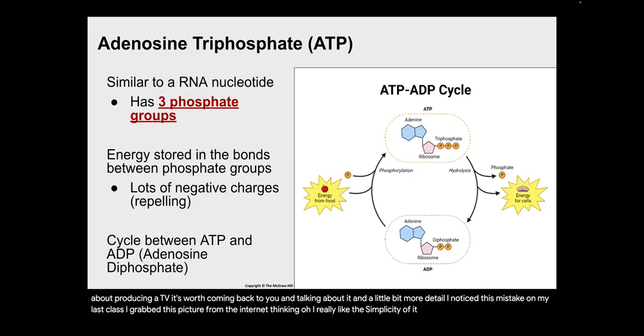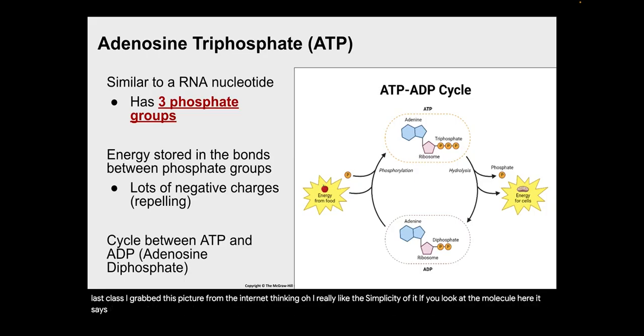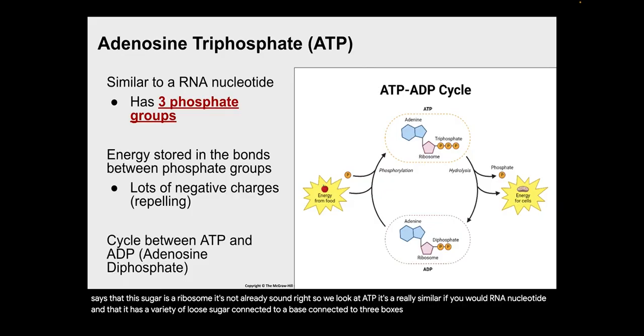If you look at the molecule here, it says that this sugar is a ribosome. It's not a ribosome. If we look at ATP, it's really similar to an RNA nucleotide in that it has a ribulose sugar, not a ribosome, a ribulose sugar connected to a base. And that base is going to be adenosine, connected to 3 phosphate groups instead of only 1 that we see in RNA. So this image I did not look closely enough at. Ribosome is wrong. We know that's an organelle. It should be ribulose, or ribulose sugar.